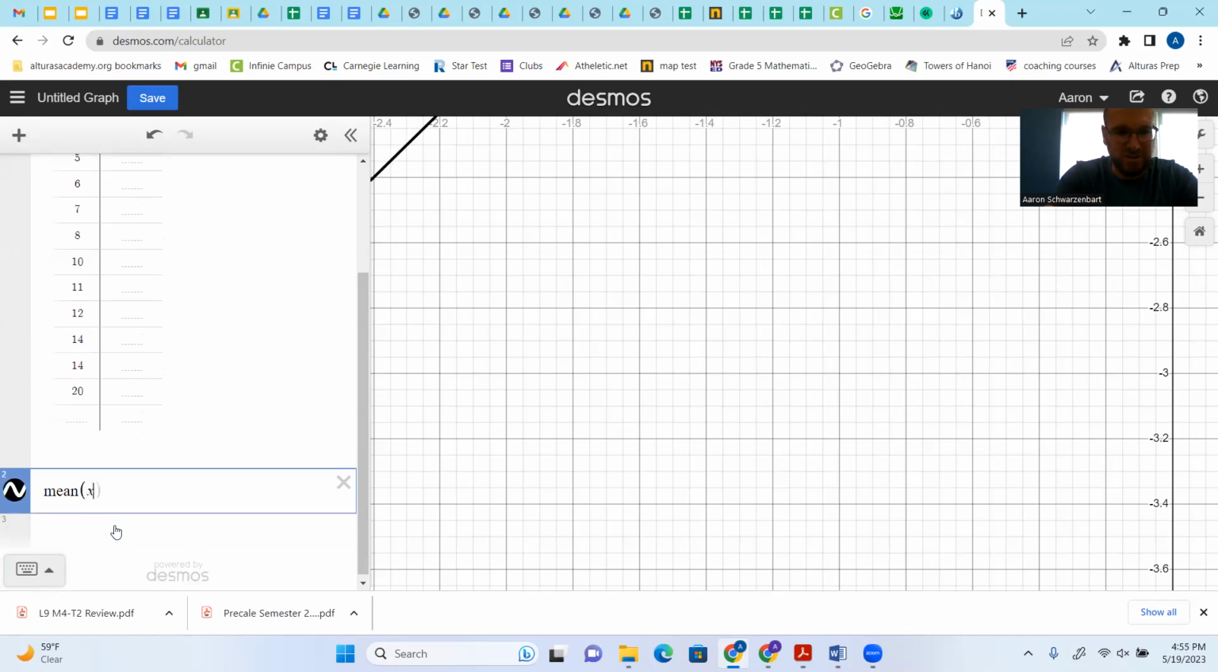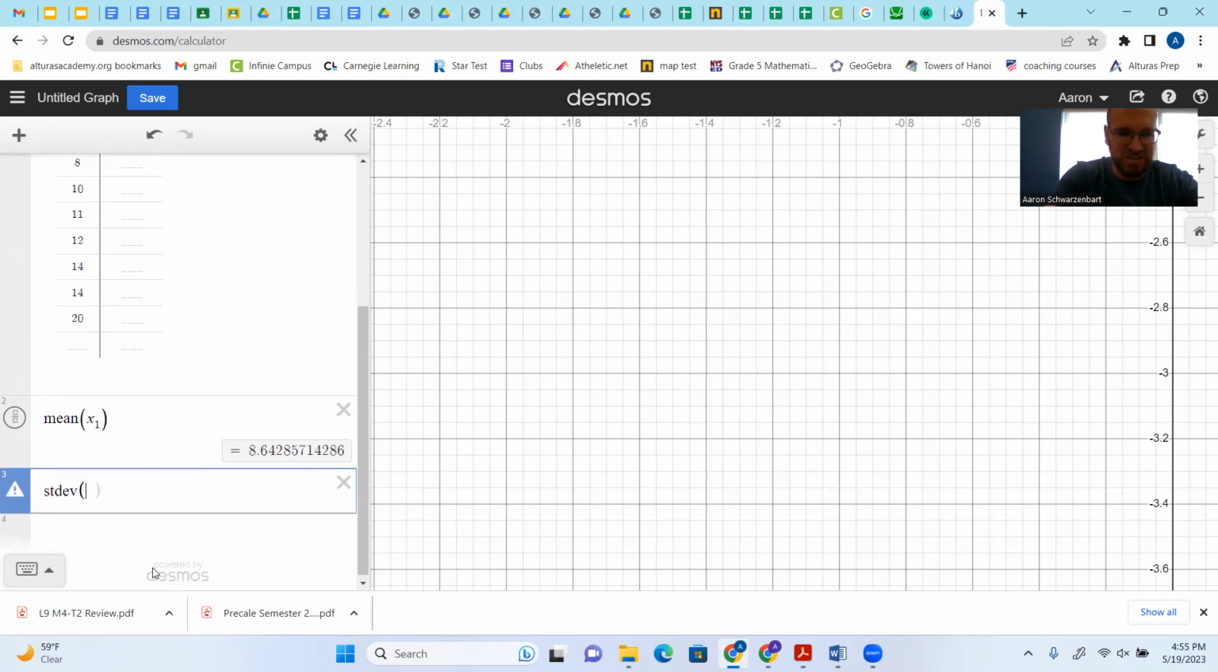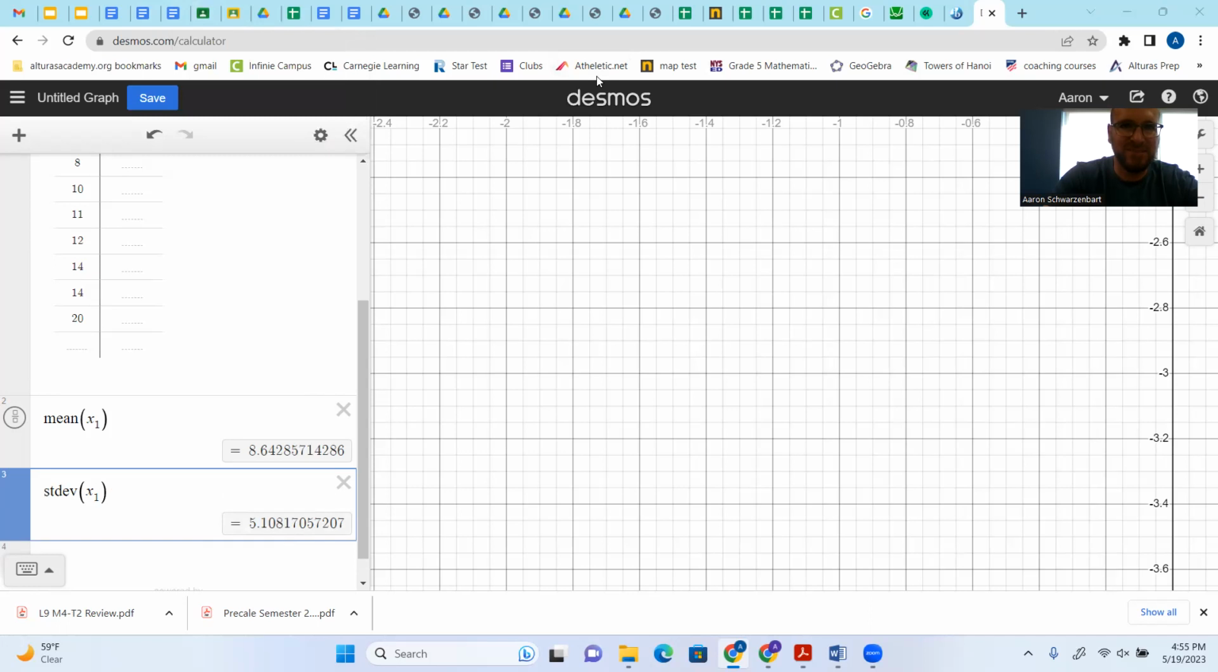To get the mean, I simply type in mean(X1) with parentheses around it. Turns out my mean is 8.64. I want my standard deviation too, while I'm at it. So standard deviation is stdev(X1). So make sure you know how to do this. You will get Desmos on your test. Standard deviation is 5.11. So we go back to the whiteboard here.